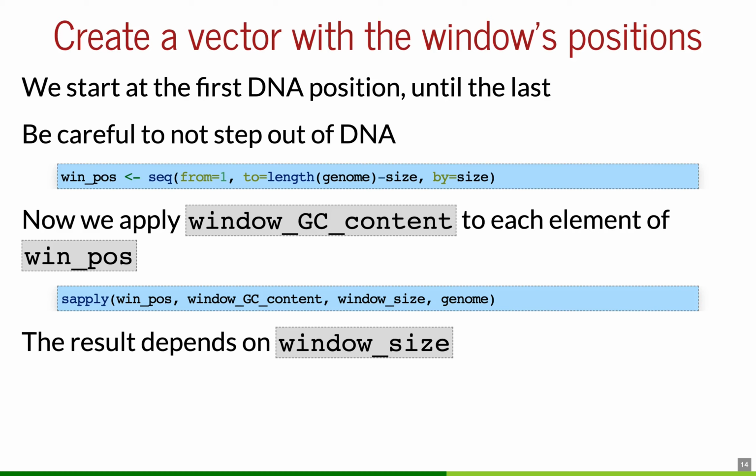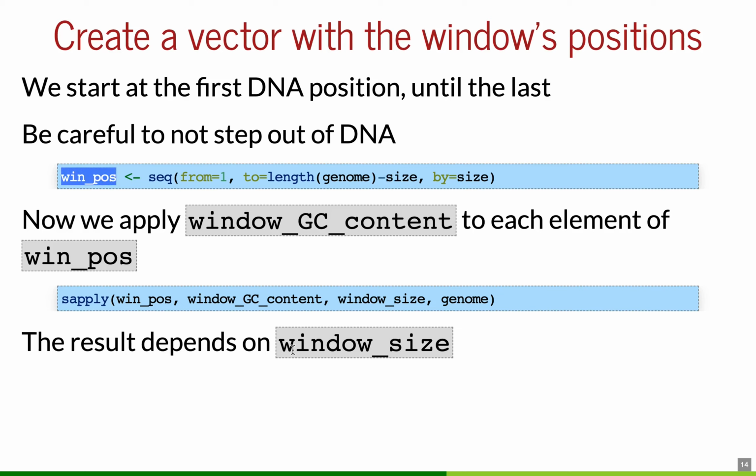So we need to create a vector with the positions. We know the length, but we need the positions. We will store them in a vector. As usual, we create a vector using seq. We start from the first position in the genome and go until the end. Now there is a detail here. If we are not careful, we will step out of the genome. If we know the size of the window, we have to take care that we don't fall out of the genome. And that gives us a vector.